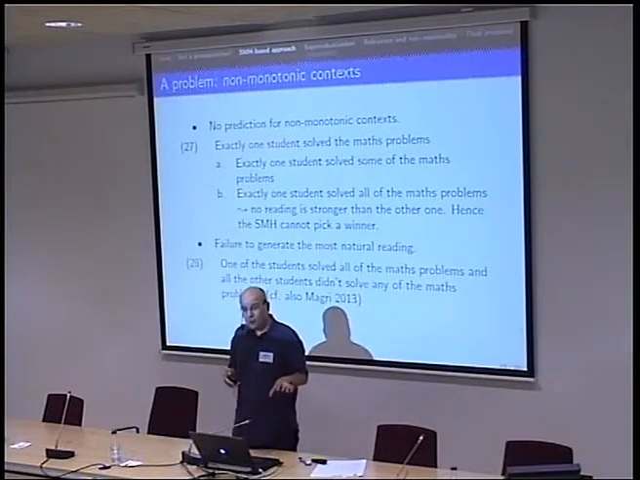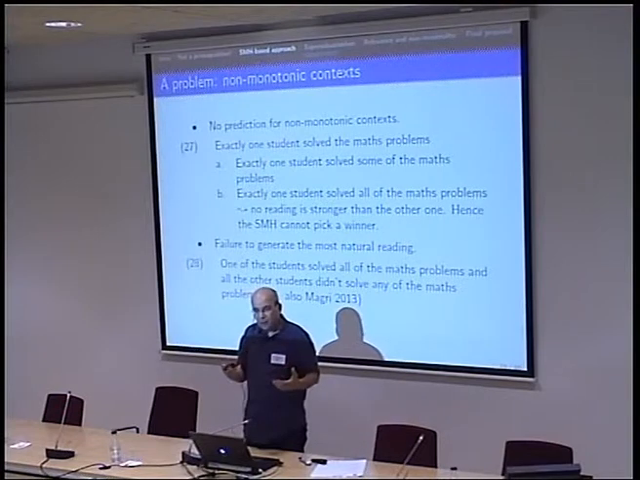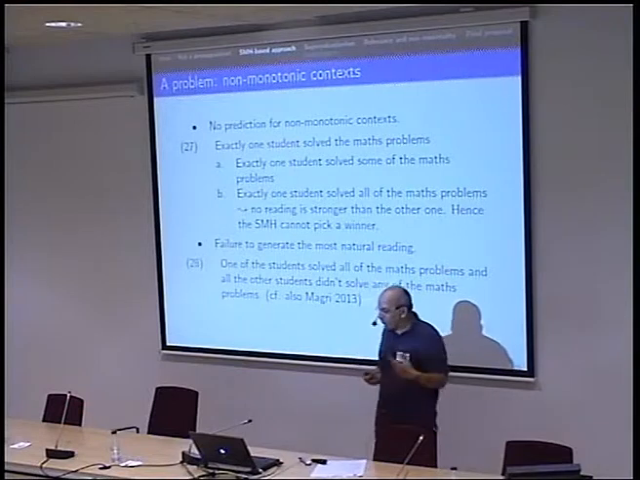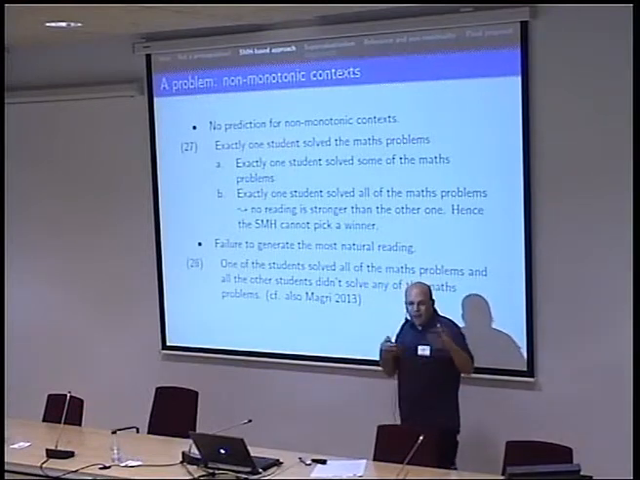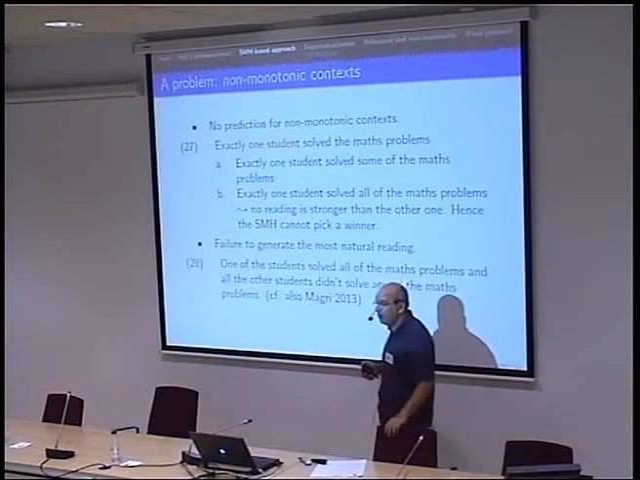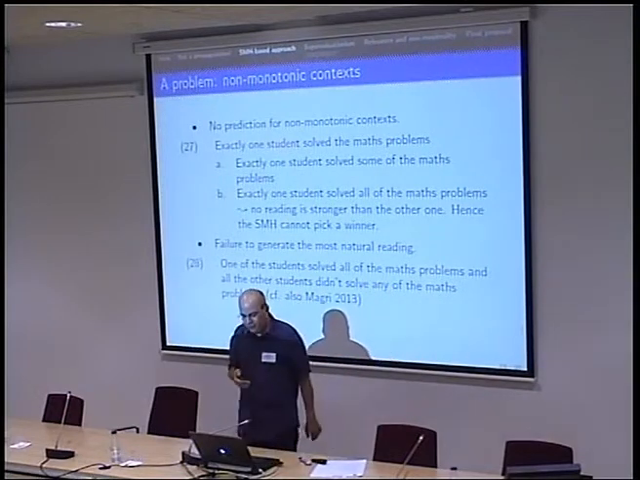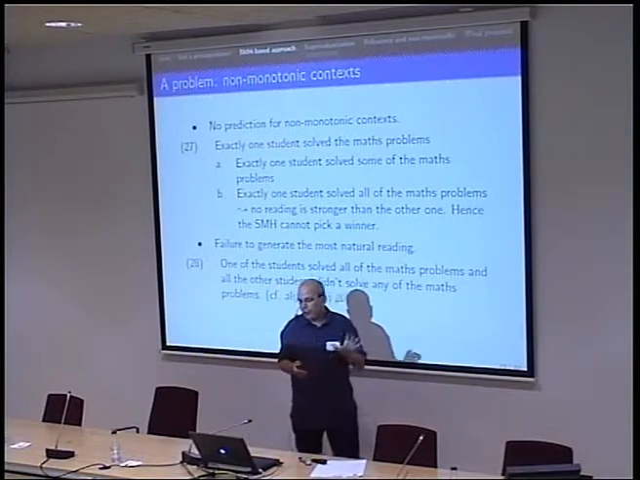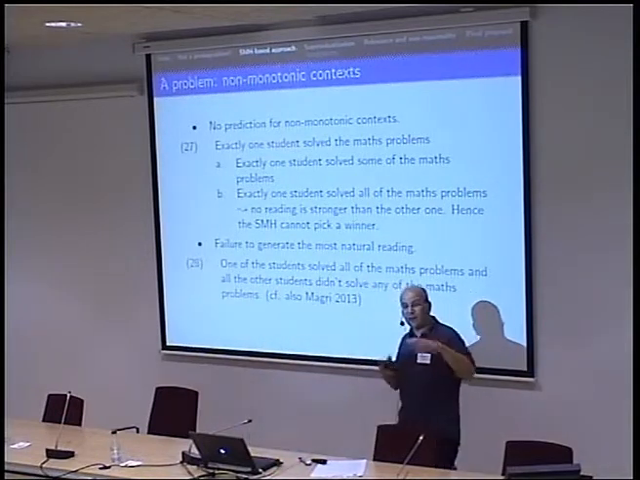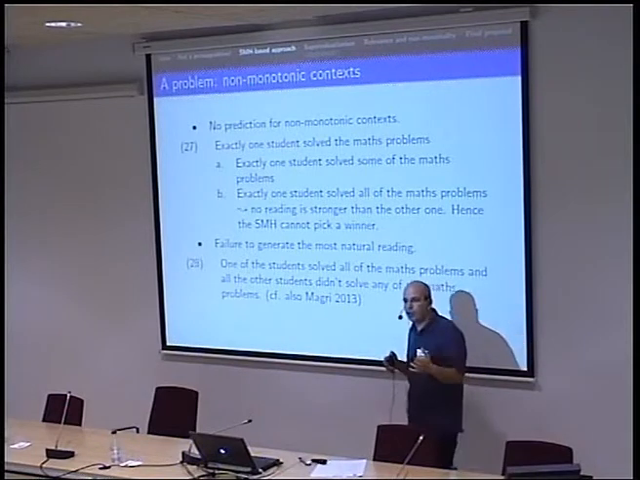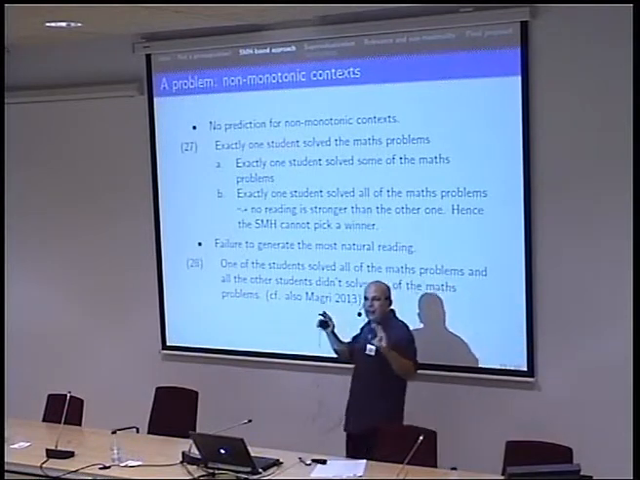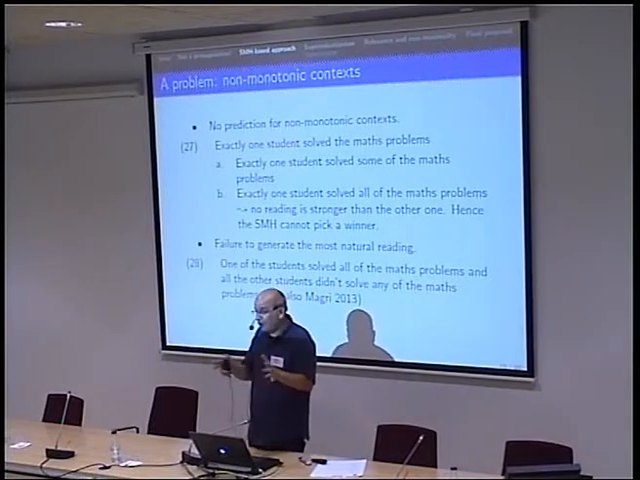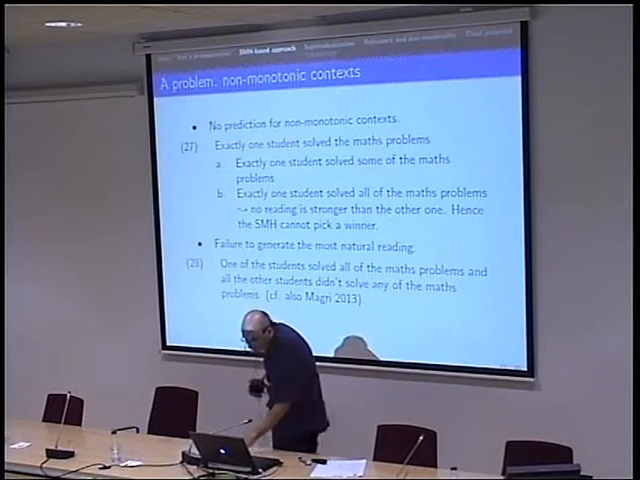But I think there is a failure to generate a reading that is, in fact, quite salient, which I paraphrase here: one of the students solved all of the math problems, or maybe nearly all of them, putting aside this non-maximality issue, and all the other students didn't solve any of the math problems, or if they did, very few. So in a way, it's as if you want a universal reading in the positive part of the proposition and an existential one in the negative part. But these notions are now semantics. There is only one occurrence of the math problems here, so you cannot have it interpreted one way or the other.